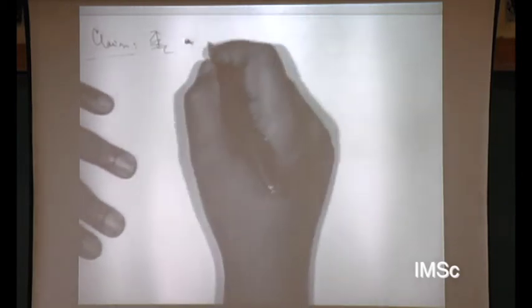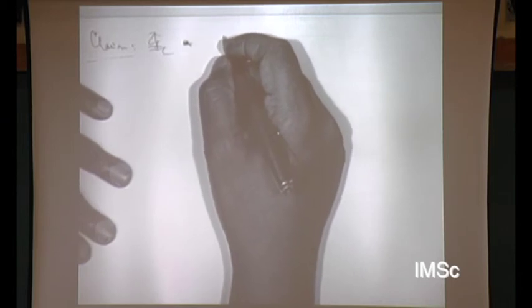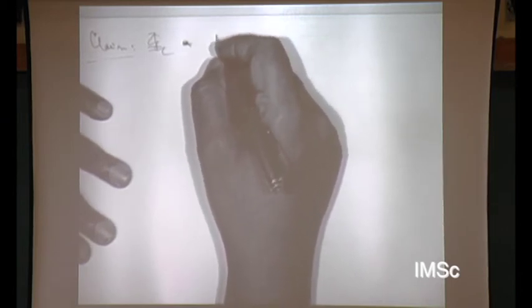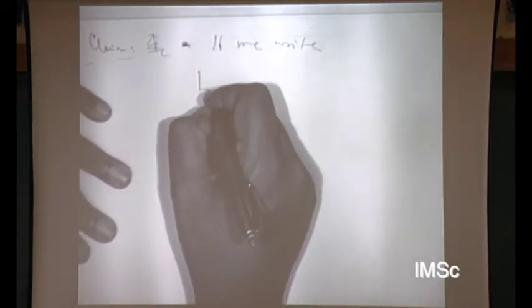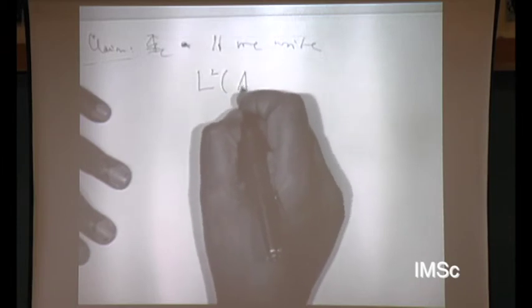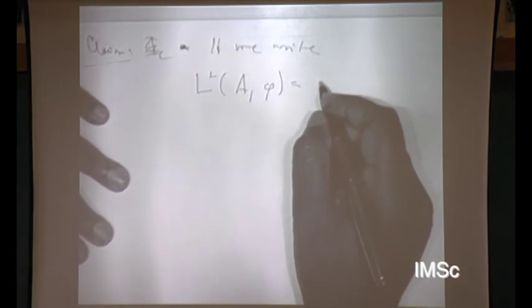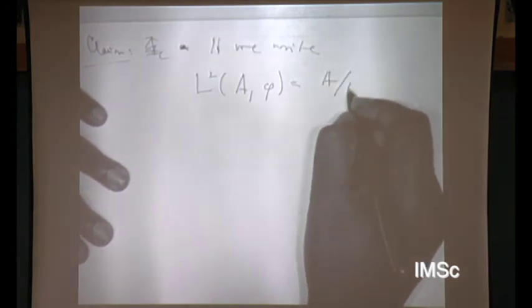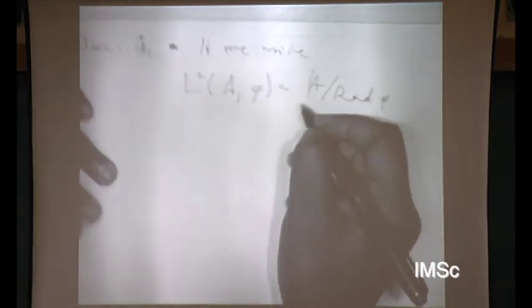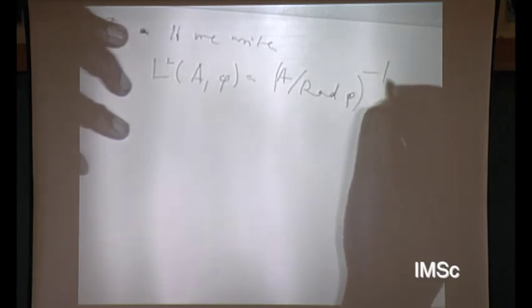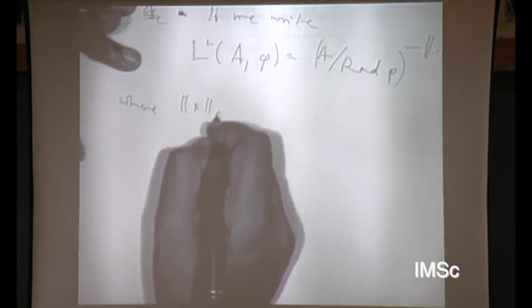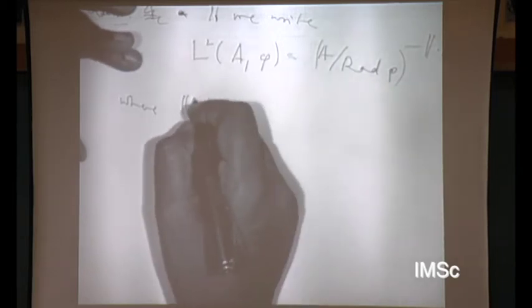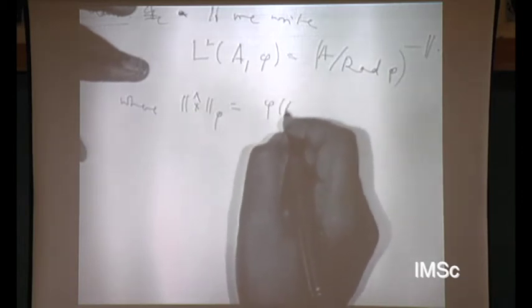So let me write. Definitely, this is the notation: we let L2 of A, phi, be the closure of A mod rad phi in this norm, where the norm phi is the norm coming from the inner product, norm of x hat equals the square root of phi of x star x.